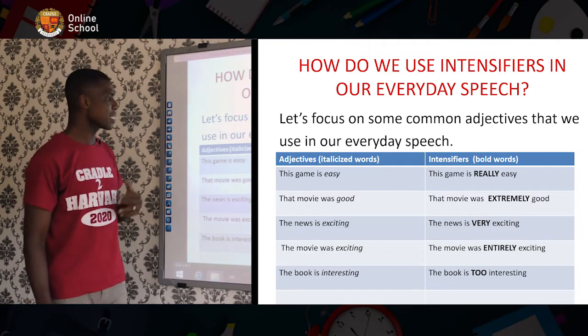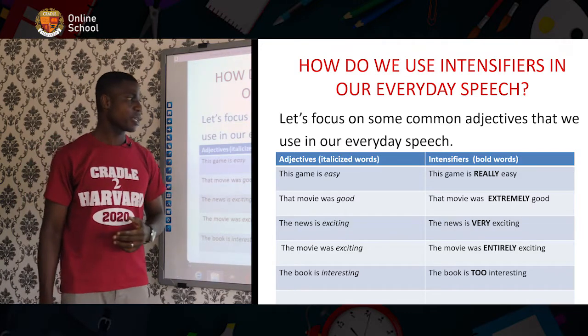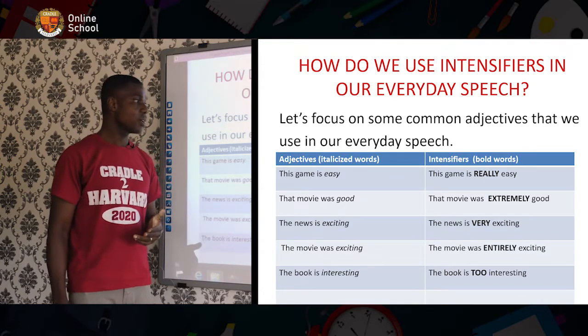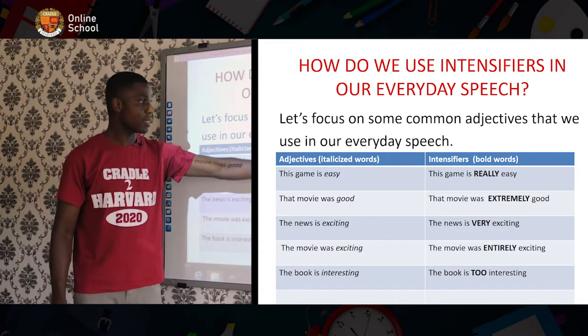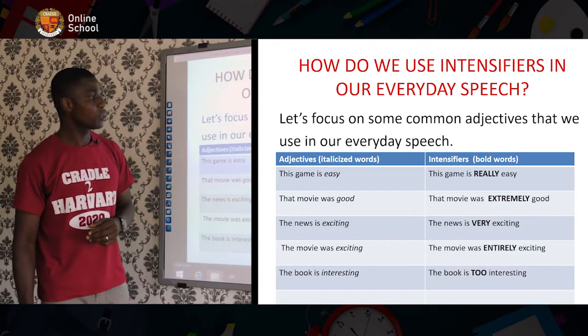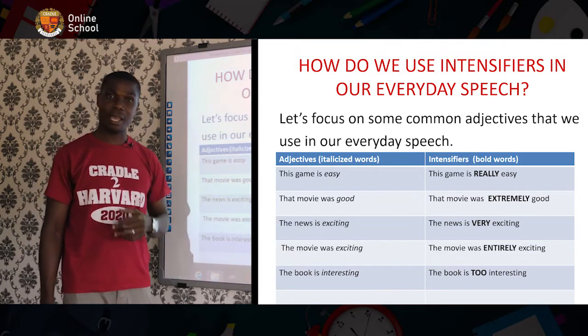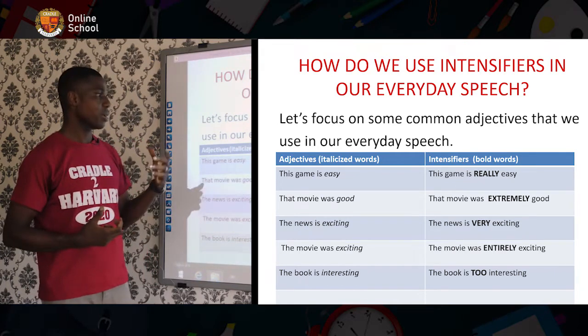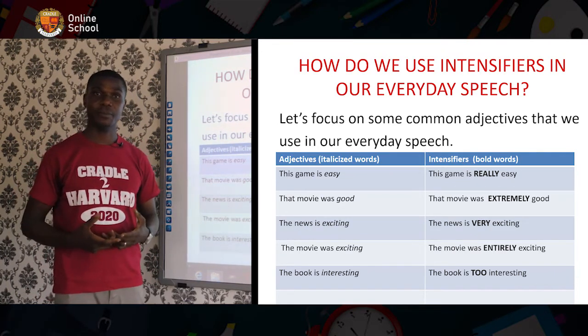Now, how do we intensify this sentence? This game is really easy. The word there that is written in bold is what? An intensifier that adds what? Strength to the what? Adjective easy.